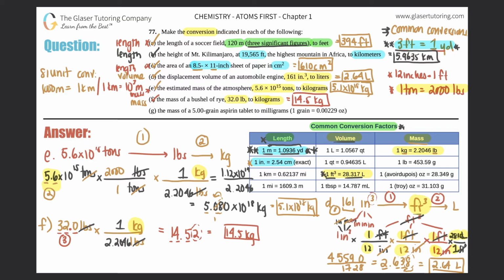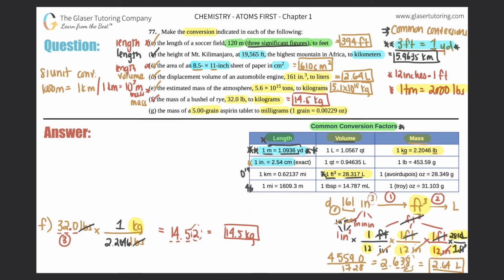Let me see. It says the mass of a 5.00 grain aspirin tablet to milligrams. And they give me a conversion. 1 grain equals 0.00229 ounces. So I am going to erase this top one over here. And guys, if you do need to use some extra time, just pause the video and write it down. Okay. Awesome. So last one, G.